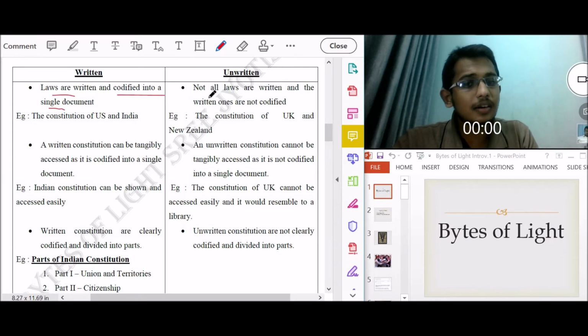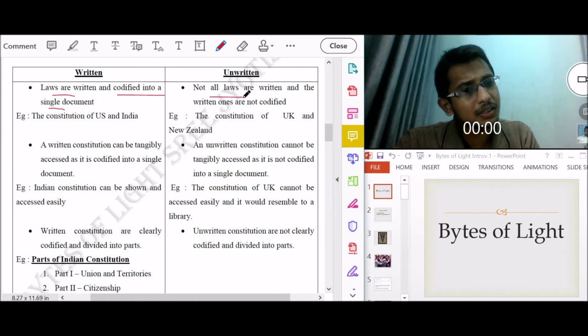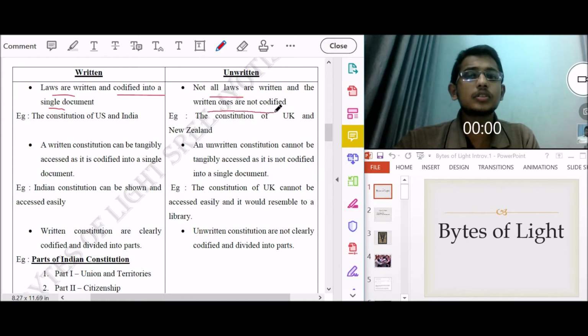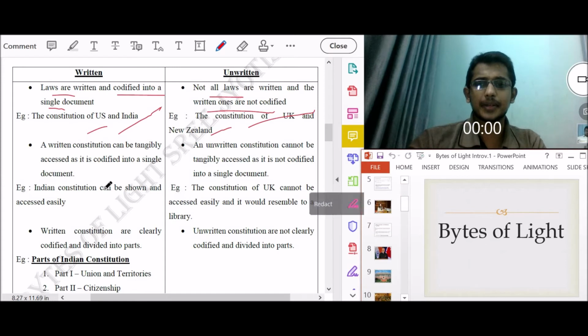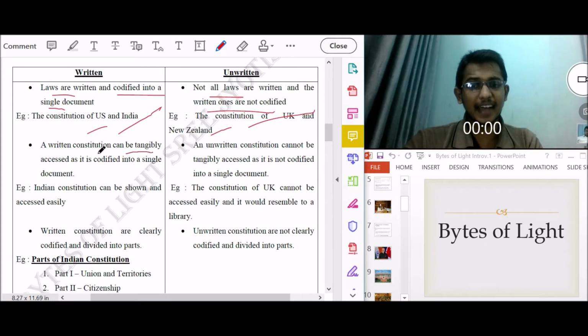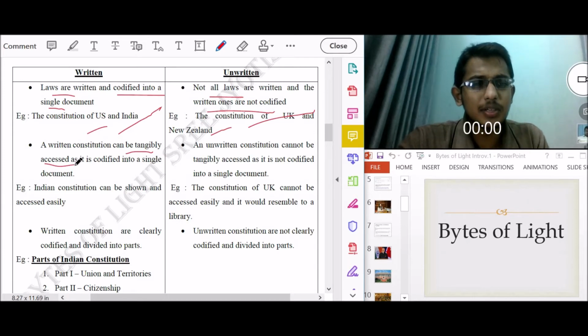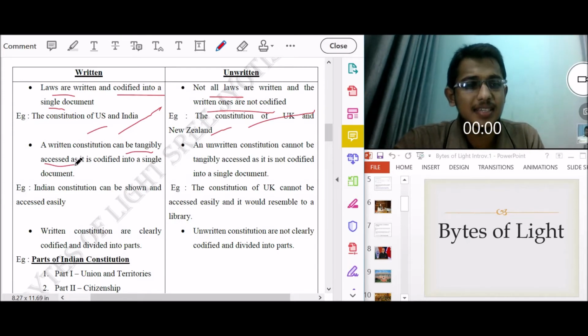And in an unwritten constitution, not all laws are written, and the written ones are not codified, that is, not put together. For example, the US and India have a written constitution, and that of the UK and New Zealand is unwritten. Coming to the second point, a written constitution can be tangibly assessed. That means you can access the particular written constitution.